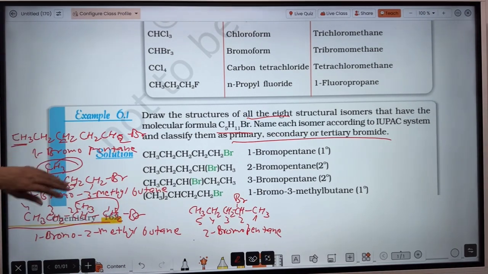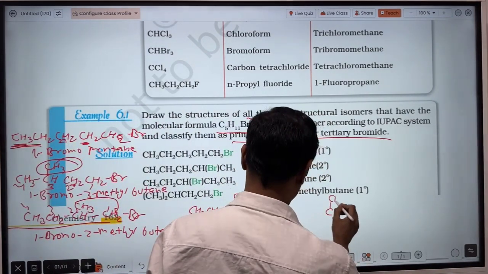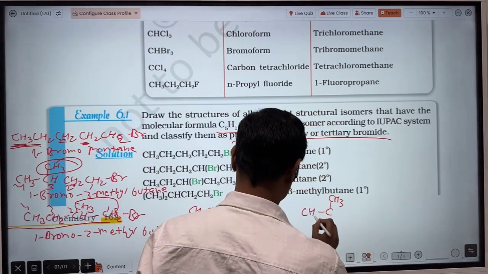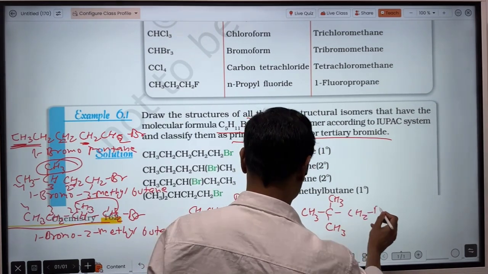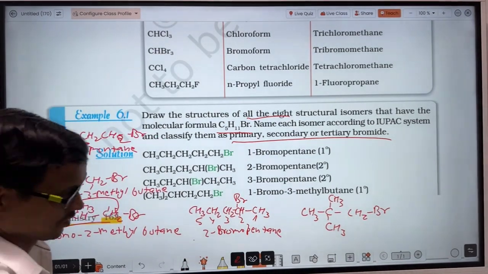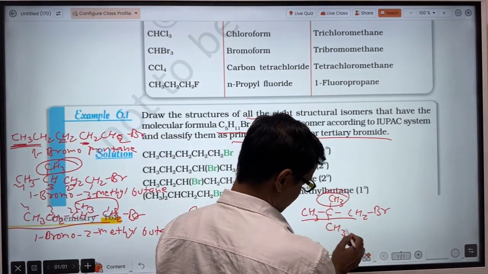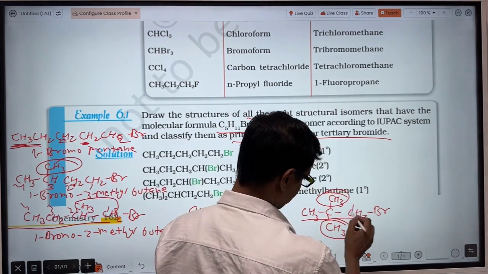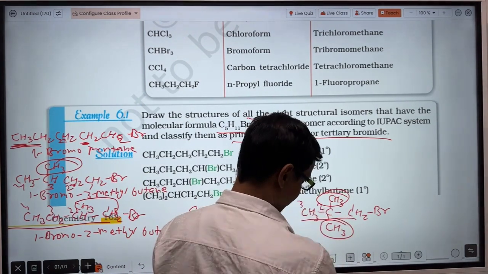Now in this compound, take 2-methyl groups and attach them here. So what will be the structure? The IUPAC name here means the chain will be this one, with this one and this one as substituents. So that will be 1-bromo, 2,2-dimethylpropane.